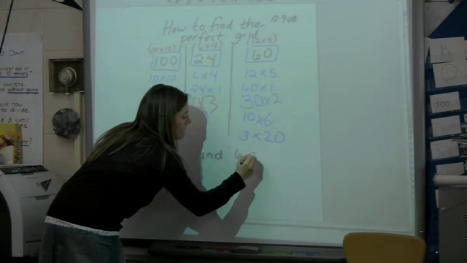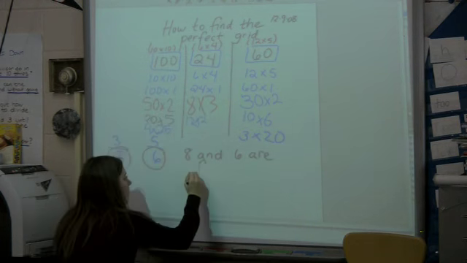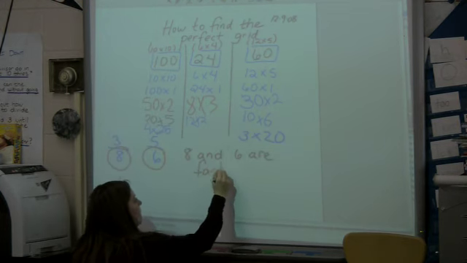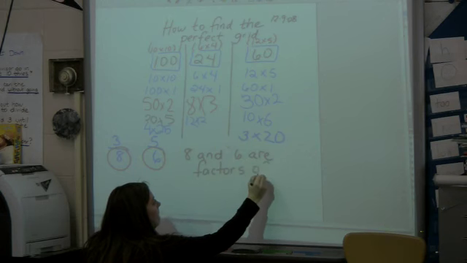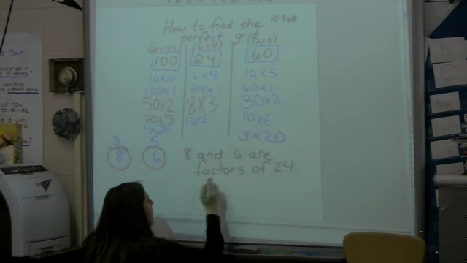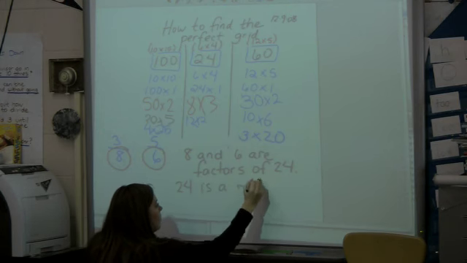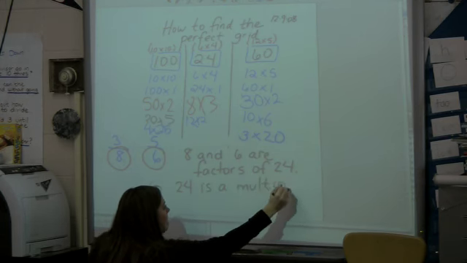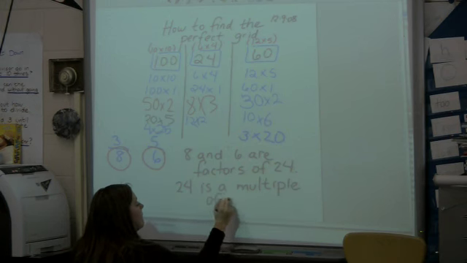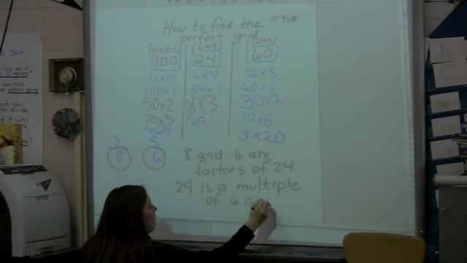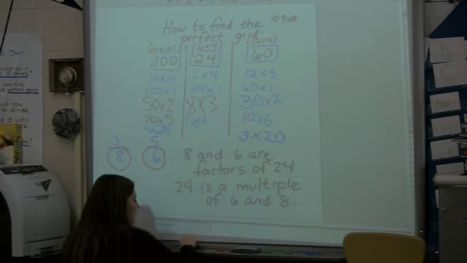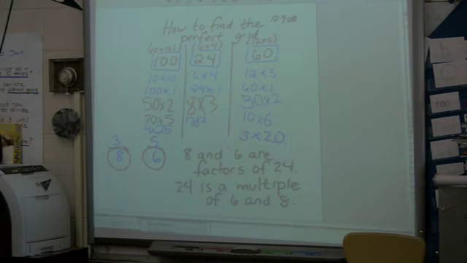In fact, you guys have just discovered something really important with fractions. 24 is called a common multiple. So what Ms. Rivas has shown you how to do is a strategy for finding the common multiple of 8 and 6. Say that again, Chris. What's a common multiple? 24 is a common multiple of 8 and 6. It's a multiple that they both share.